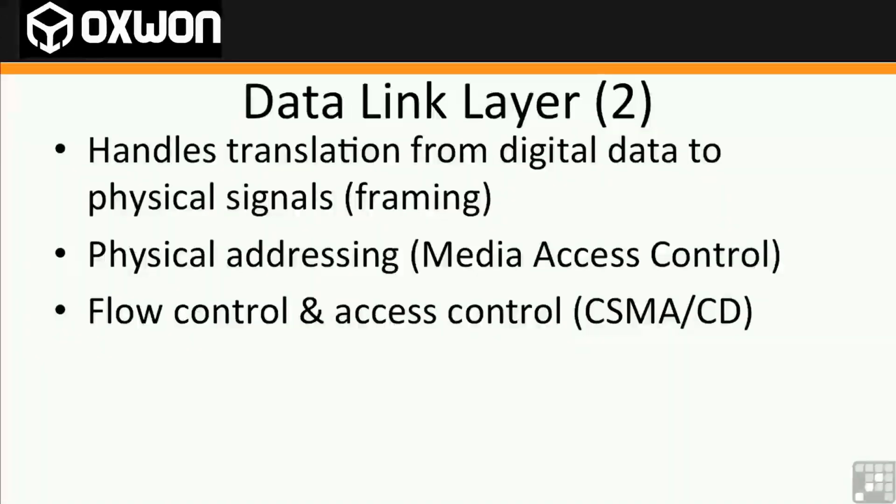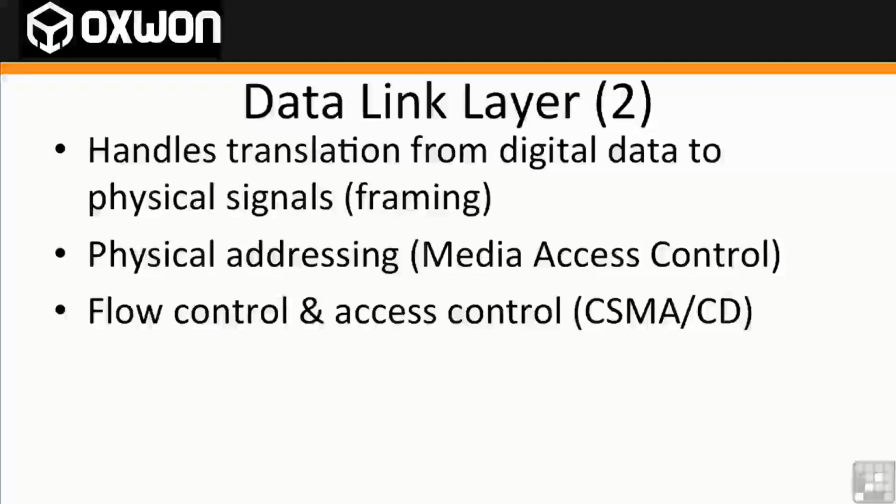Now, the data link layer is responsible for doing the translation from the digital data to physical signals. So it's got to do these frames in order to make sure that the messages are able to be sent across the physical medium. It frames the messages in a way that can be transmitted based on what the physical medium happens to be, whether it's fiber or coax or 4-pair wire.